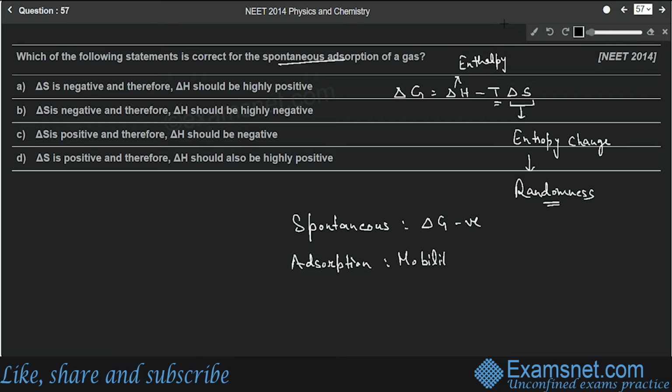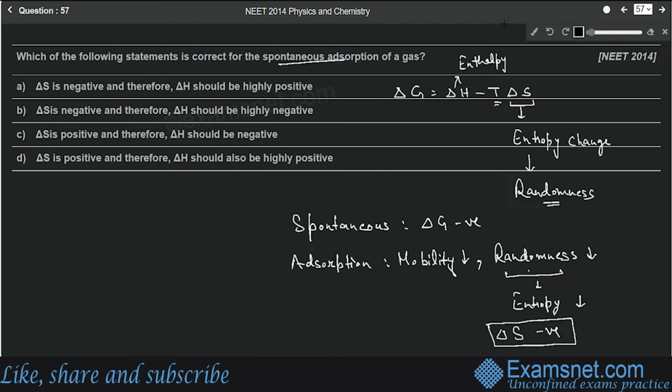Their mobility will decrease, and when mobility decreases, it means the randomness of gas particles will decrease. Randomness decreases, and we know that randomness is represented by the entropy, so it means that entropy will also decrease. So delta S will be negative. So in this reaction, we know that delta S is negative because there is decrease in randomness.